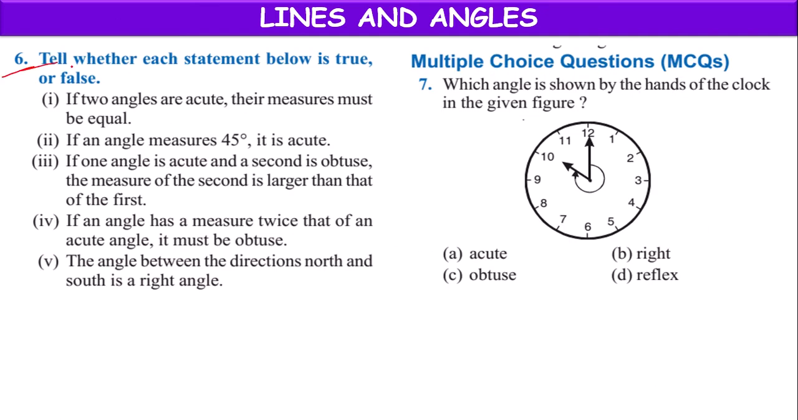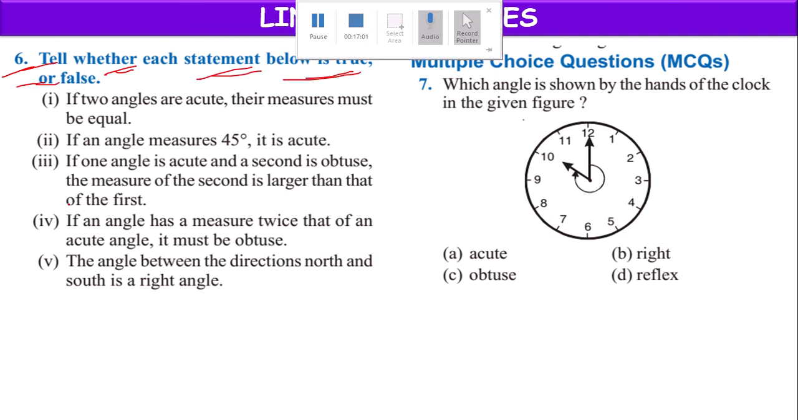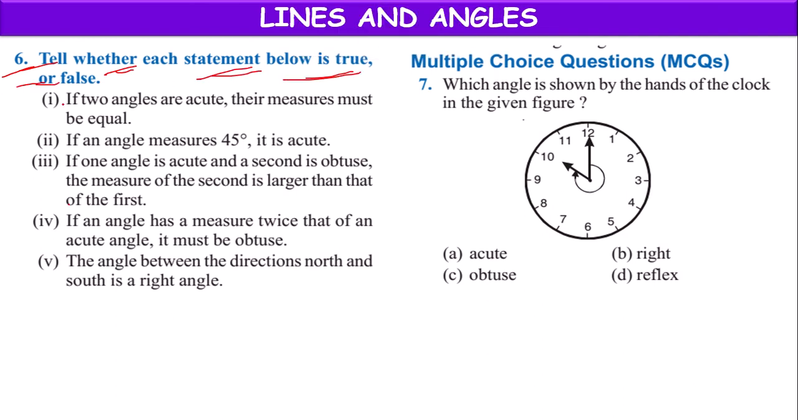Next one. Tell whether each statement below is true or false. If two angles are acute, their measurements must be equal. False. Because a 10 degrees acute angle and a 20 degrees acute angle are both acute but not equal.